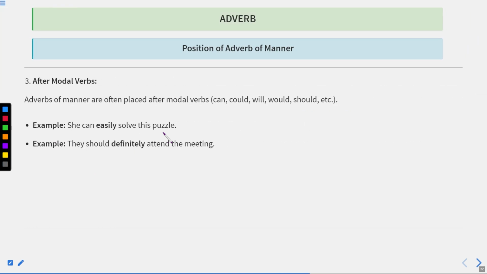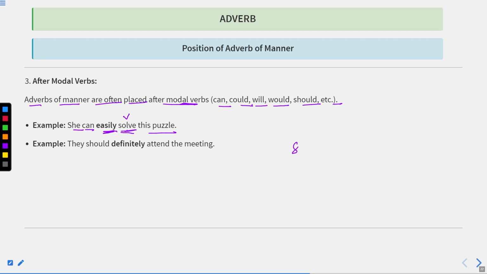After modal verbs: will, shall, can, could, may, might, must, ought to, need. All these are modals, and modal verbs are the verbs which show imagination, which are used to show imaginary sentences. Adverbs of manner are often placed after modal verbs: can, could, will, would, should, etc. She can easily solve this puzzle. Solve is the verb, which is described by the word easily. Easily is the manner, and we have used the word can, so after can, we are using the modal.